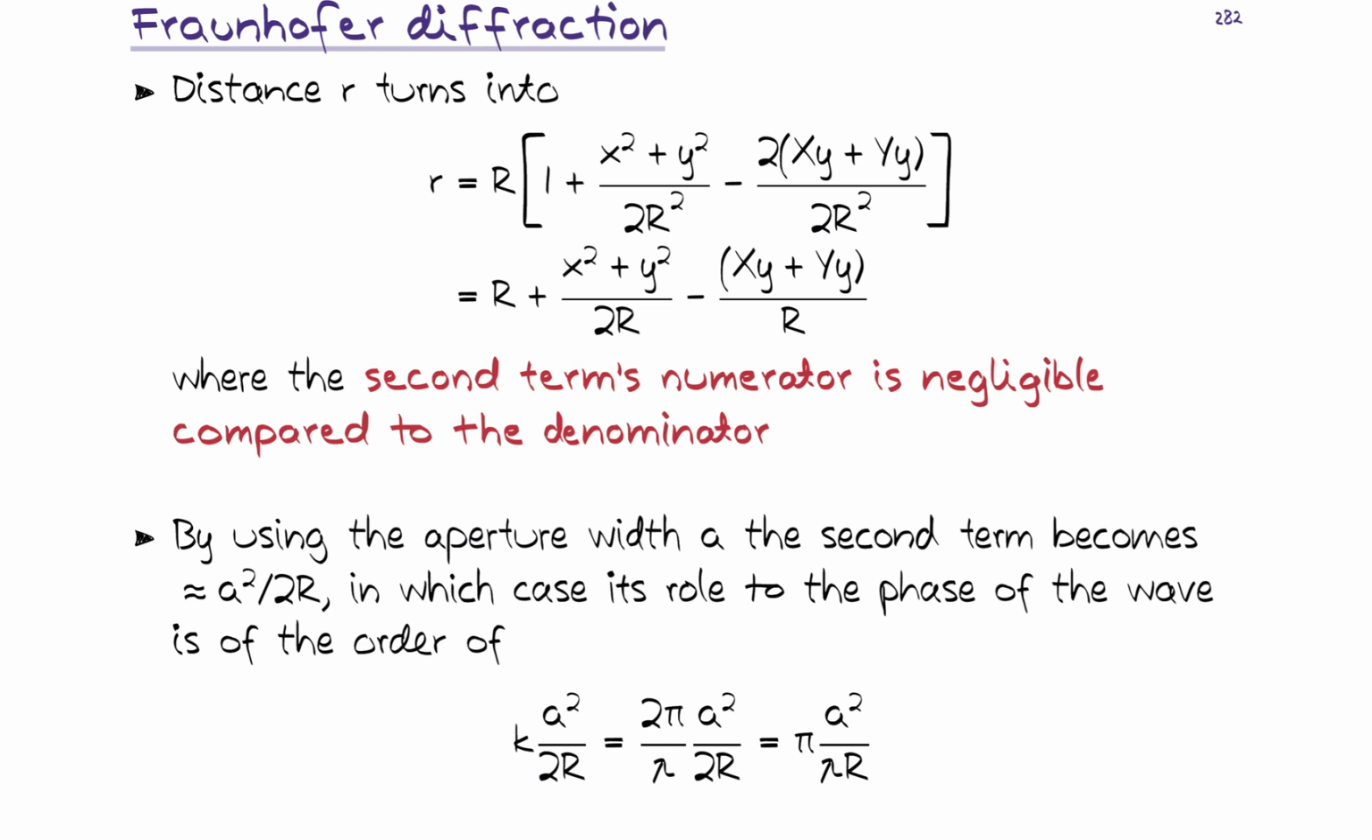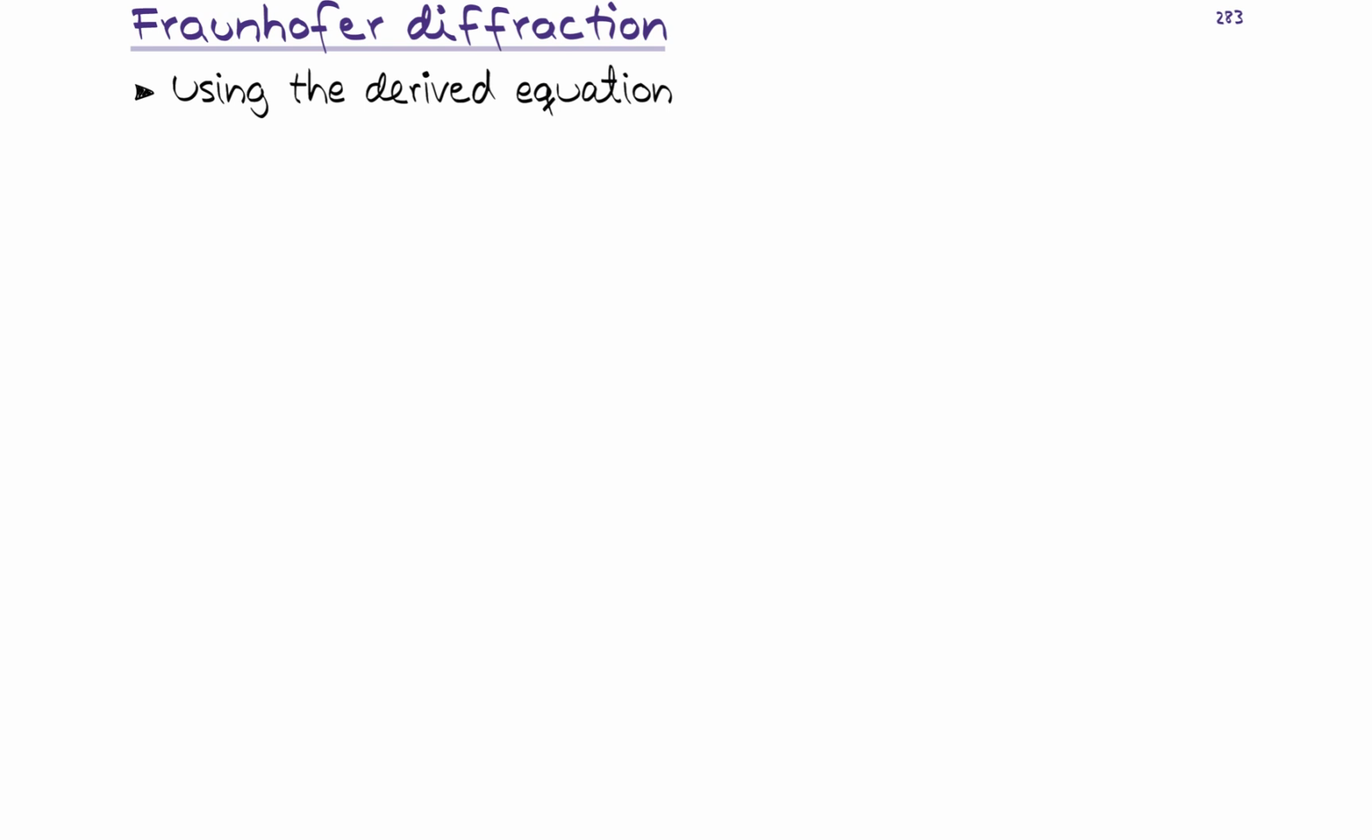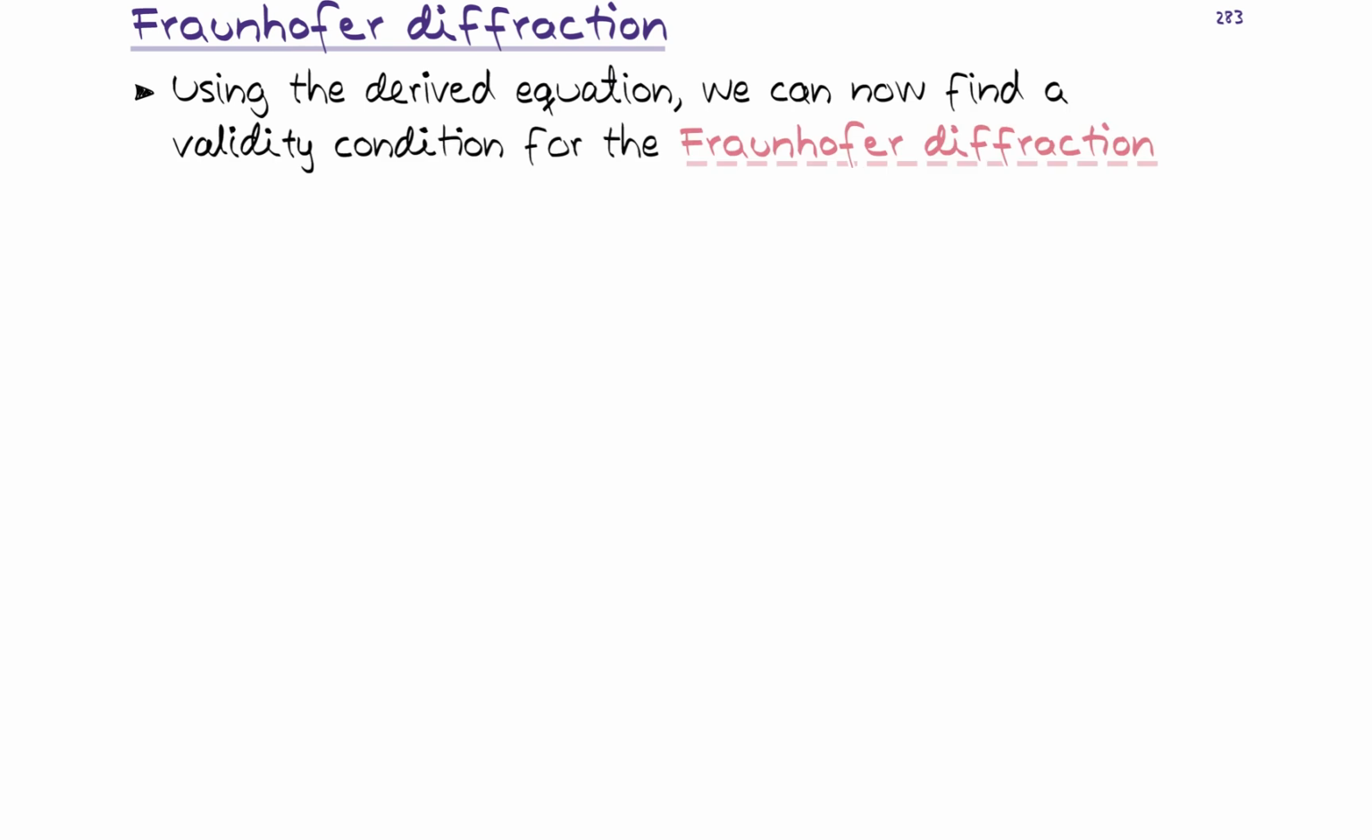And this is essentially what we can use now to derive a regime where what follows is an okay approximation to make. So this equation now we can really use to find a condition where the Fraunhofer diffraction is a valid approximation to make. And essentially that gives me a condition that the capital R is greater than a squared divided by lambda. And this is a criteria where if this is fulfilled, then it's okay to consider the Fraunhofer diffraction and not, for example, the Fresnel diffraction.